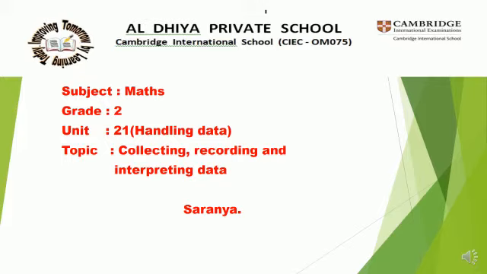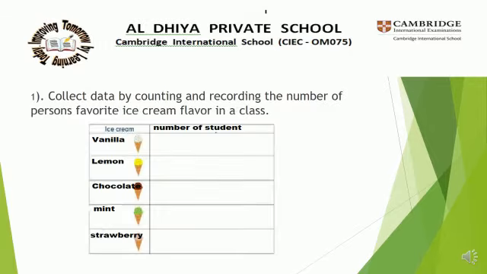Okay, students? First, we are going to start with one example. See this question. Collect data by counting and recording the number of persons' favorite ice cream flavor in a class. Now I am going to write the number of students from data I collected before. Last year I collected one data set, and I am going to enter that now.